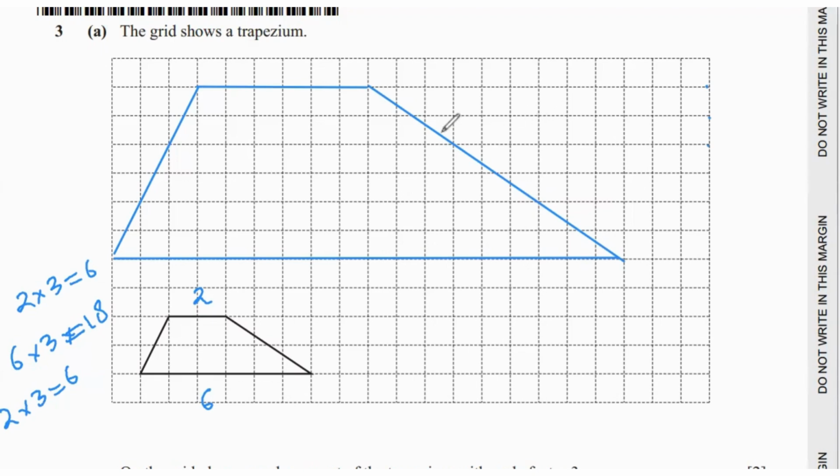Because if we look at the distance over for this part, it's 3. And for this part, it's 9, increased by 3 again. This is 1, so this is going to be 3. So increase all the parts of the shape by 3. Connect your points and there's your enlarged shape.